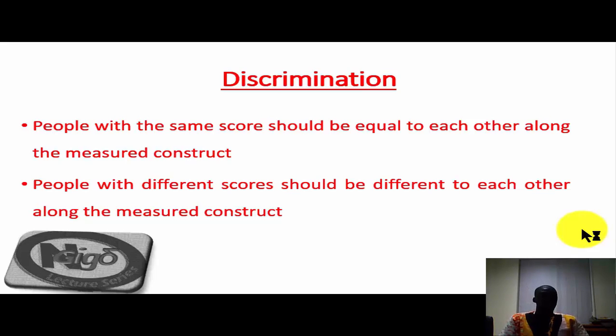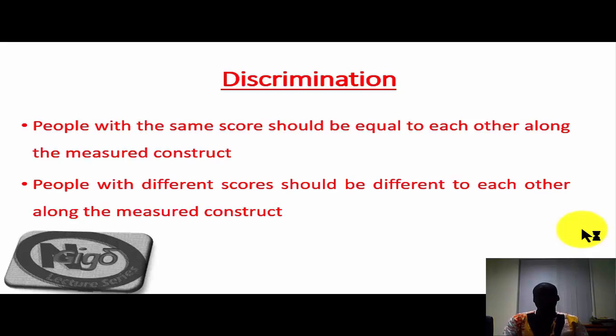Then let's move on to the next one. People with different scores should be different to each other along the measured construct. That is also self-explanatory. We don't need to go back and demonstrate it, right? If you have different scores, they should have different knowledge base on whatever you are assessing, construct wise. And if your scale is that the higher should be more, then the one that has more should have more of that particular attribute than the one that has less.